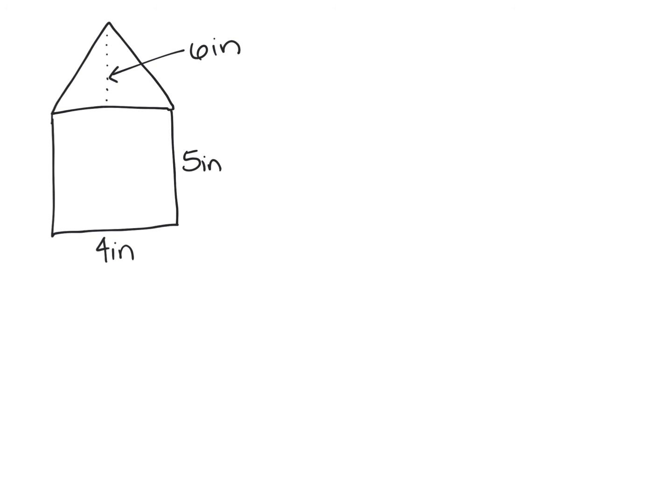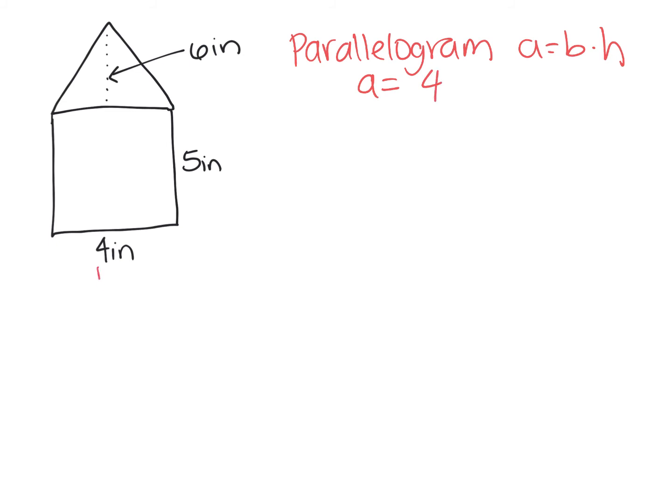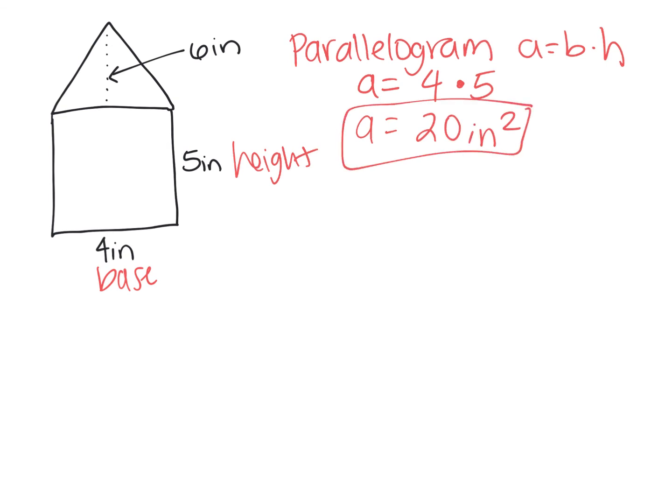Let's go ahead and break up our problem. First, I'm going to deal with my parallelogram. I know my area is base times height, and now I can substitute in my values. Area equals my base, which was 4, and my height, which was 5. So 4 times 5 gives me an area of 20 inches squared. So I've solved for my parallelogram.